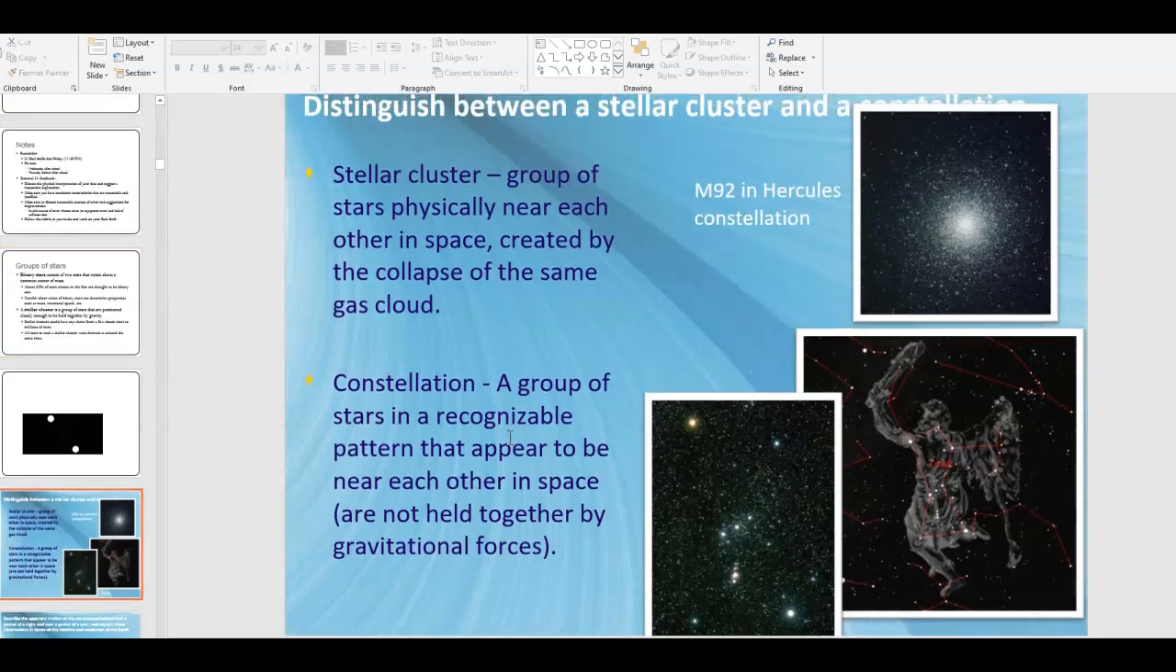And these are just some images. You do need to be able to distinguish between a stellar cluster and a constellation. And you can write down the definitions in your notes, and you should. But basically, the difference between a stellar cluster and a constellation is a stellar cluster is a group of stars physically near each other in space. Now, you might not be able to see them physically close to each other, but they are. A constellation is just a group of stars that forms a pattern. But it's very possible for stars to form a pattern to us as seen from Earth, but they're not necessarily close to each other in space. Okay, so that's the difference between a stellar cluster and a constellation.